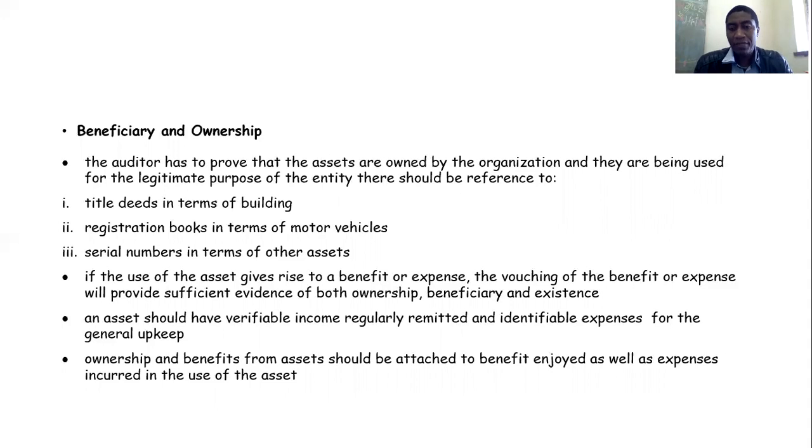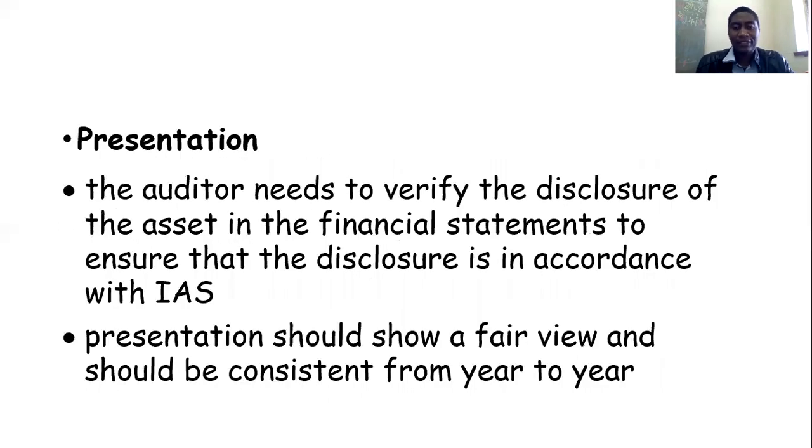Then we are just saying, right, we are going to benefit from the use of the asset. So if you go ahead and service that asset, that means it is our asset which is benefiting us as an entity. An asset should be verifiable, it should have verifiable income, regularly remitted, and identifiable expenses for the general upkeep. Ownership and benefits from the asset should be attached to benefit enjoyed as well as expense incurred in the use of the asset. Then lastly, presentation.